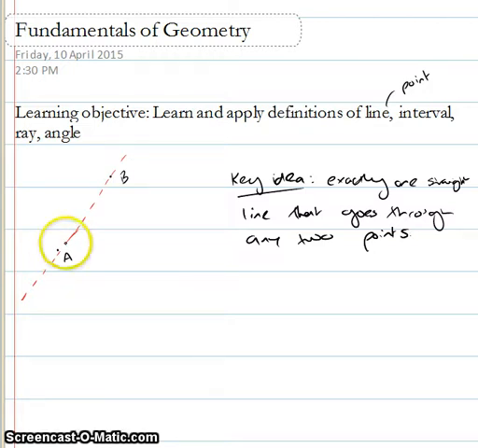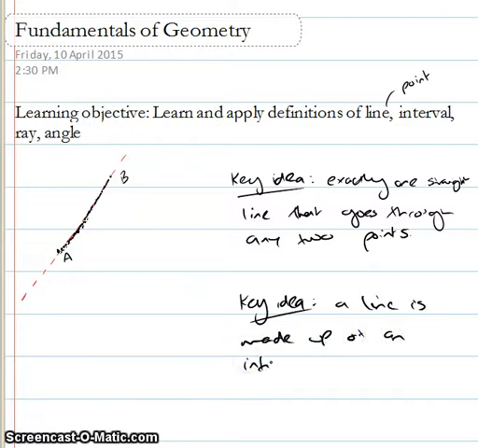The other key idea is that this line AB, this line is called the line AB, is made up of points. I could draw as many small little points, they have no size, along this straight line from A to B, and eventually, if I do it an infinite number of times, I'm going to construct that straight line there. So the other idea is a line is made up of an infinite amount of points.